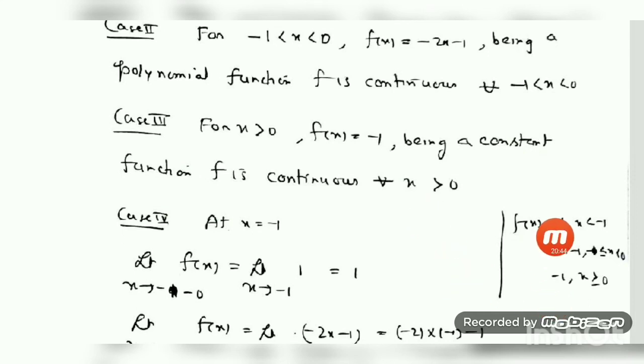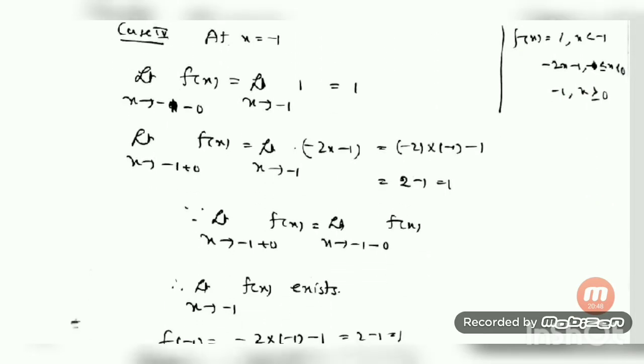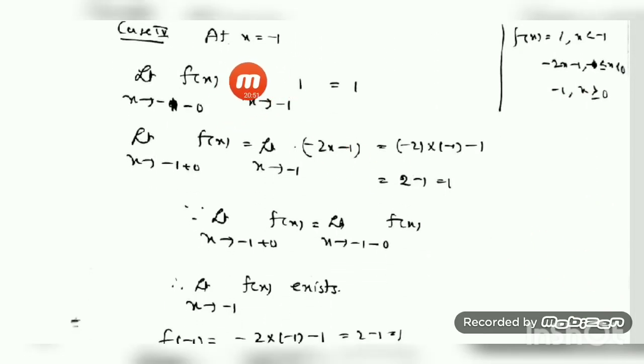Now I'll consider the cases for equality, x equal to minus 1 and x equal to 0. So at x equal to minus 1, let us check the continuity. You see, for less than minus 1 and greater than minus 1, the function is defined in two different ways. That's why you have to do the left hand limit and right hand limit separately. So x tends to minus 1 minus 0, f(x). Minus 1 minus 0 means less than minus 1. Less than minus 1, the function is defined by 1. So this is 1.